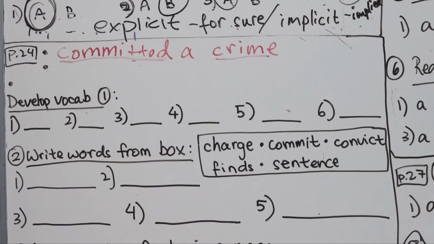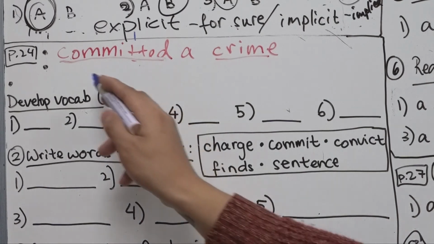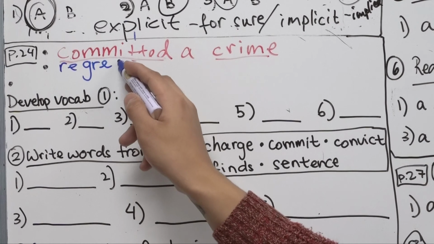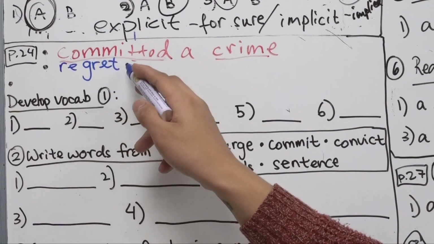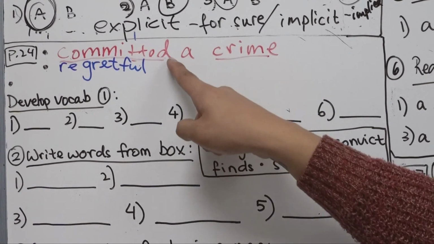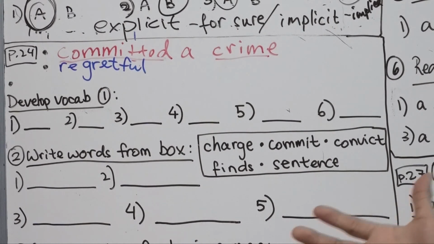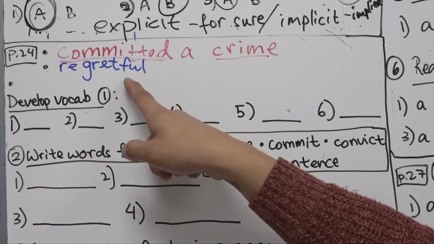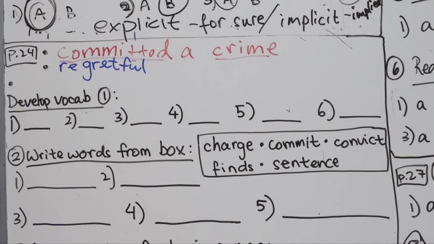How do you think he might feel? We can say he might be regretful. R-E-G-R-E-T-F-U-L. Regretful. What does the word regretful mean? When you committed to something, and then you want to take it back, right? When you say, I did something, but I actually don't want to do it. I wish I hadn't done it. So it's regretful. You regret.